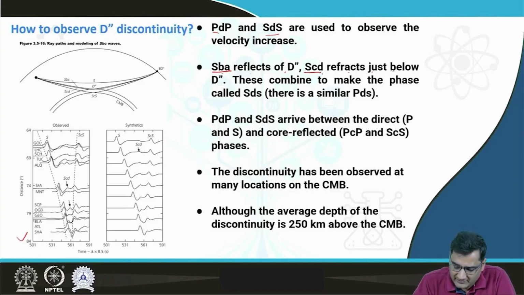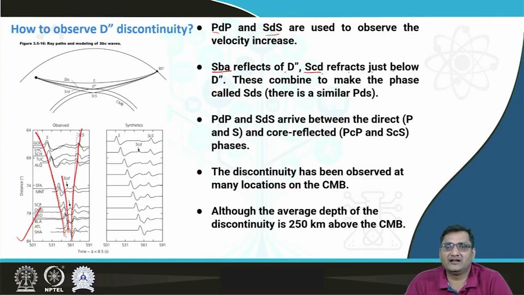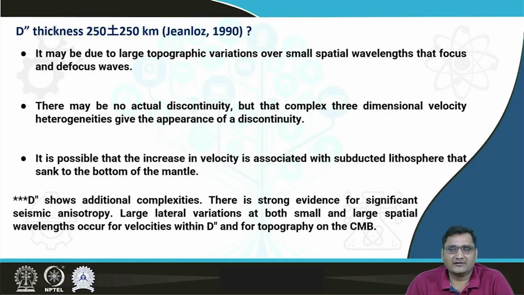If you look at this particular diagram here, these are the SCS phase, and you can see these are the direct S arrivals, and in between you can observe these SCD phases, which are basically due to the D double prime layer. This D double prime layer has been observed at many locations on the CMB all around the globe, and the average depth of the discontinuity was considered to be around 250 kilometers just above the core mantle boundary. So this discontinuity D double prime has a thickness.